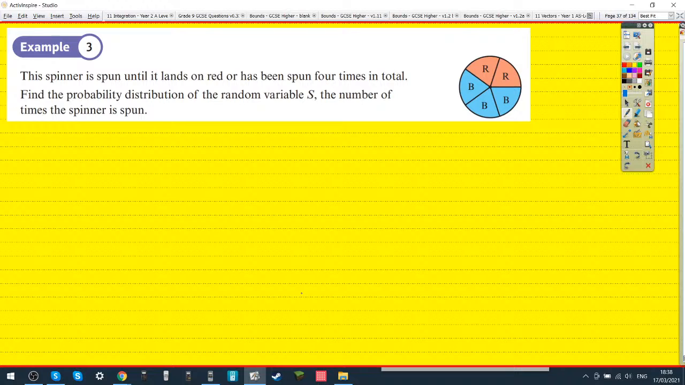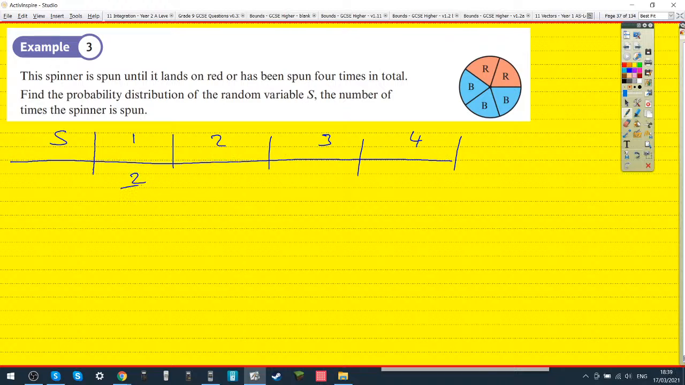So we have to write the options, or outcomes or something. But how many? 4 spins maximum. Okay, so S is the number of times the spinner is spun. So it can either be spun once, twice, 3 times, or 4 times. And so if it's spun only once, what must have happened? It landed on red, so that's a 2 in 5 chance. So that one's 2 out of 5.